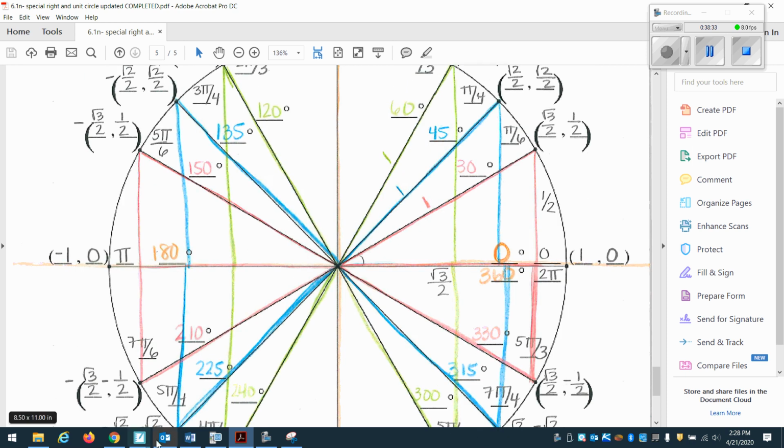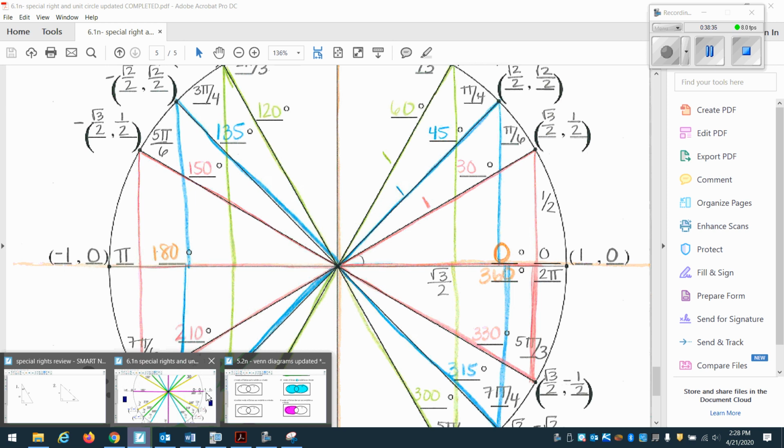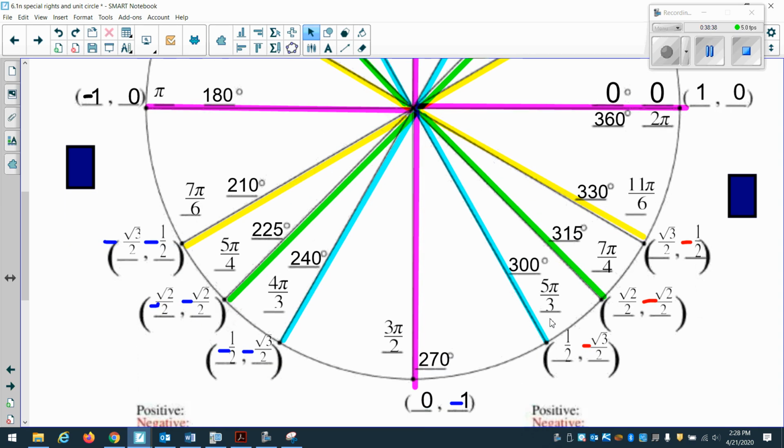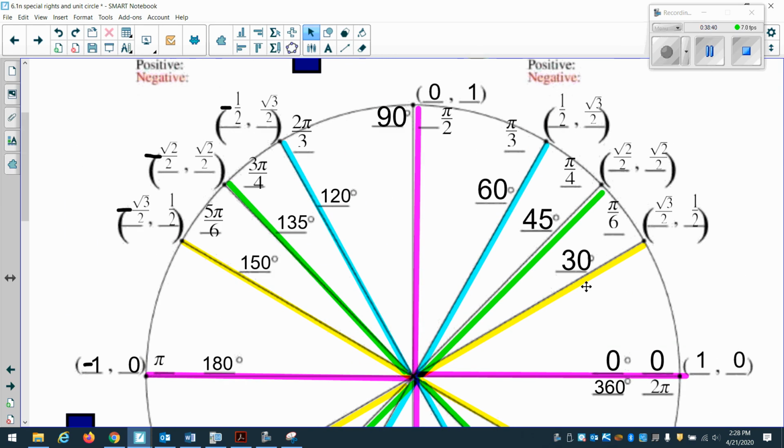So we have completed the unit circle. Obviously, we're going to do more practice on this because it's a lot to remember. So check Google Classroom to see what your practice will be for this assignment.